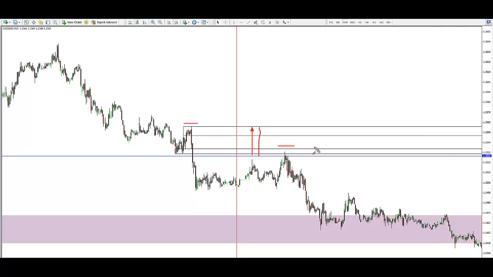Now, which one of these to choose? It's not easy. Price could easily do this and hold this, so this will be a wick on the daily time frame, or it could do what it did.